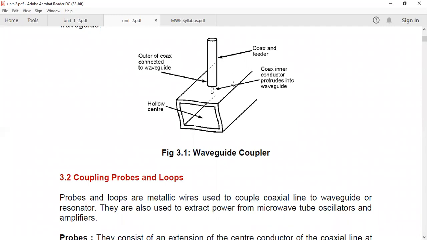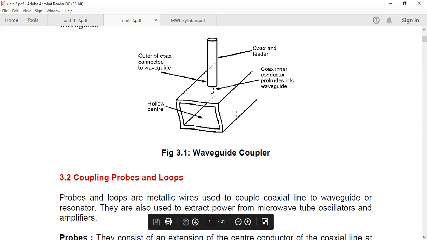Now see, this is a rectangular waveguide. This is the broader dimension. There is a hole inside the rectangular waveguide. Now we need to give the signal to the waveguide. This is one of the microwave transmission lines, so to transmit the signal through the waveguide we need to give the microwave signal. For that purpose, they are using the probes and loops.